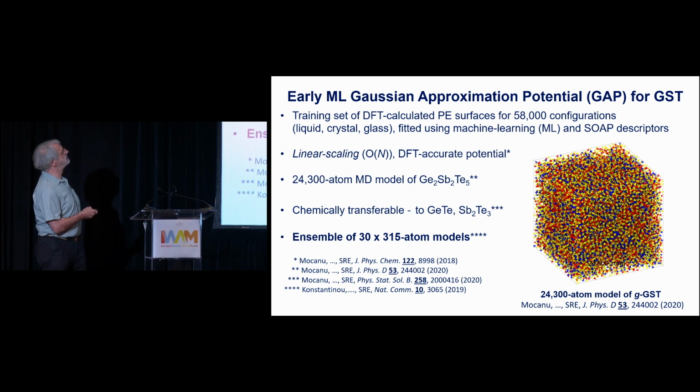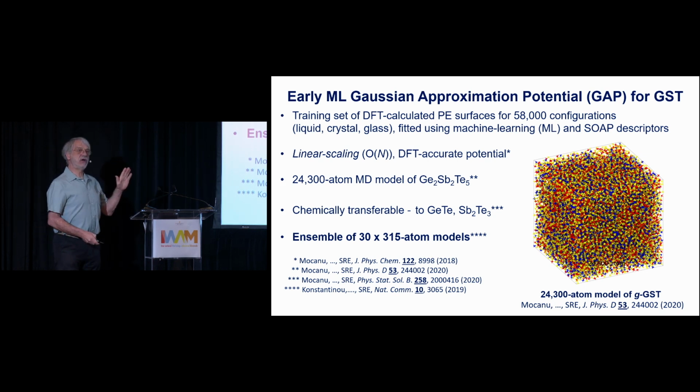So this was our first GAP machine-learned potential, Gaussian approximation potential for GST. 58,000 configurations it was trained on. It's linear scaling, it's DFT accurate. A couple of years after it was made in 2018, in 2020, we made this 25,000 atom model, which we're quite pleased with, but of course this is rapidly looking rather small now. And this potential is transferable. It was trained on lots of different compositions. This is 225, but you can make GeTe, you can make sp2T3 with it. It's a sort of generic potential.